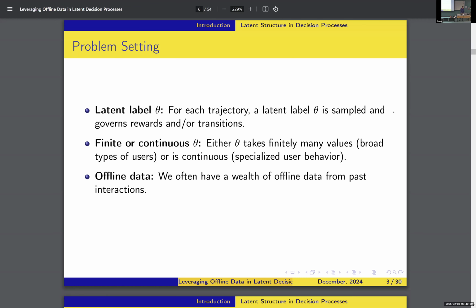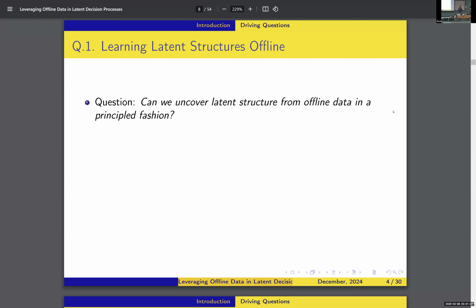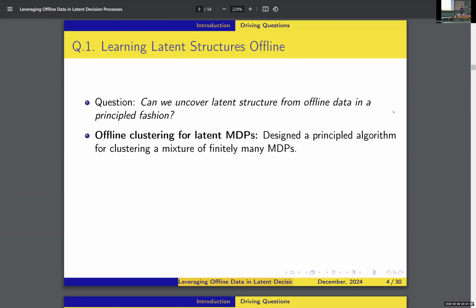The first one is, if you're working purely offline, can you learn this latent structure? Can you uncover this latent structure in a principled fashion so that downstream you can use this in whatever way you want? So isolating the question of just doing something offline. One instance of this question is the one we tackled, which is clustering latent MDPs offline. So we're saying we have a lot of short trajectories from finitely many MDPs. For example, you have a lot of short user preference histories on Spotify, and you have millions of these, and you want to group them up based on the kinds of users they are.